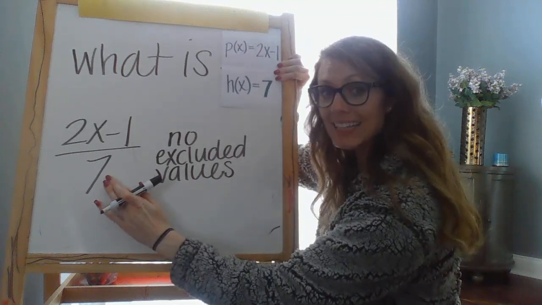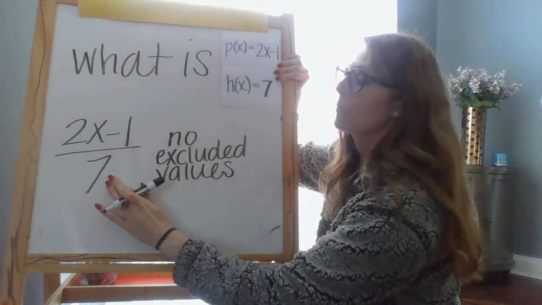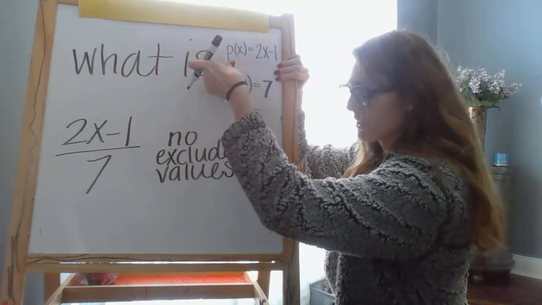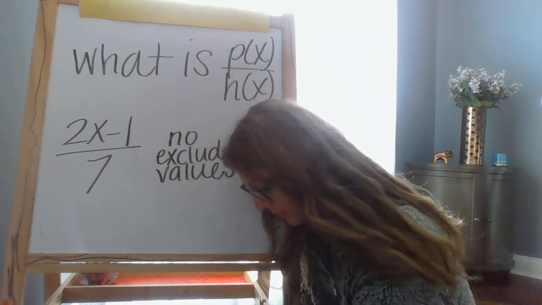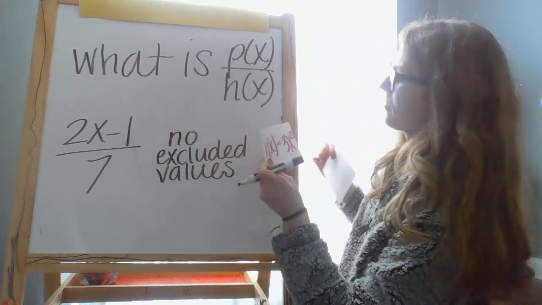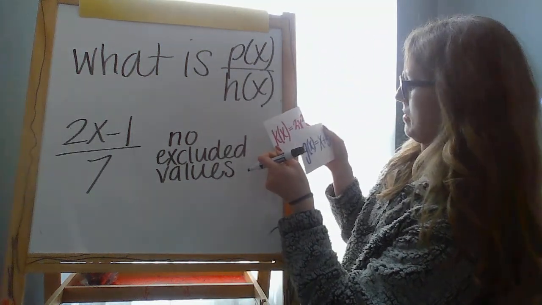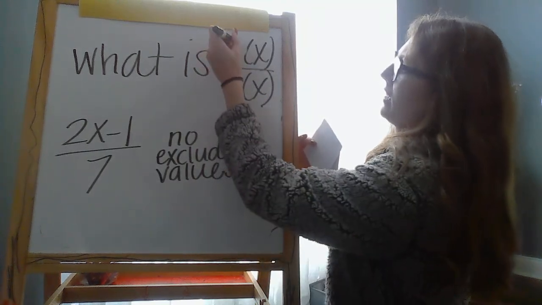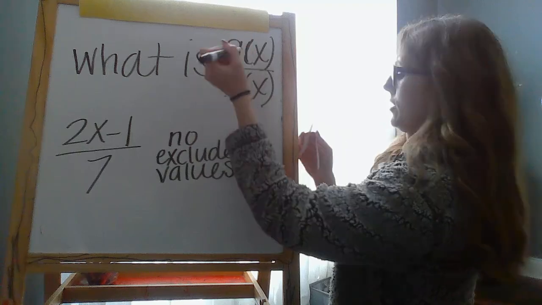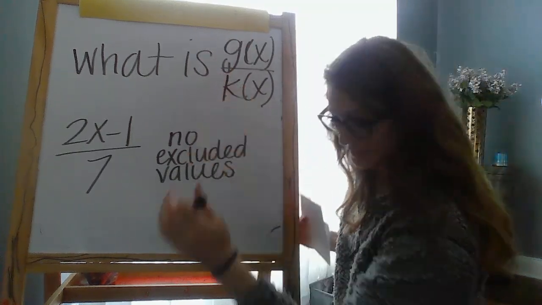But if we were to have an x in that bottom function, then we have to worry about excluding. Okay, so let's do another one where we're actually going to be excluding this time. How about, we'll change this to g of x over k of x.